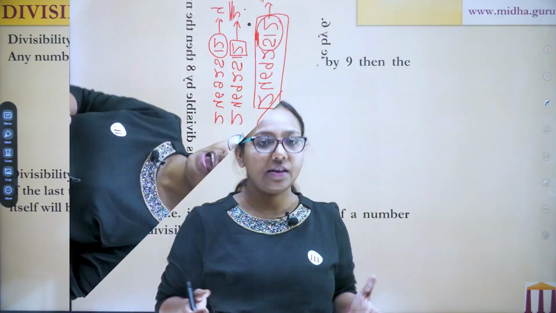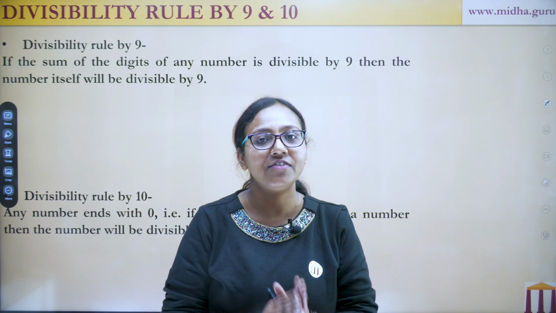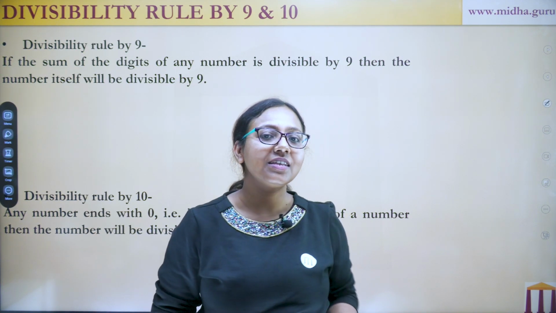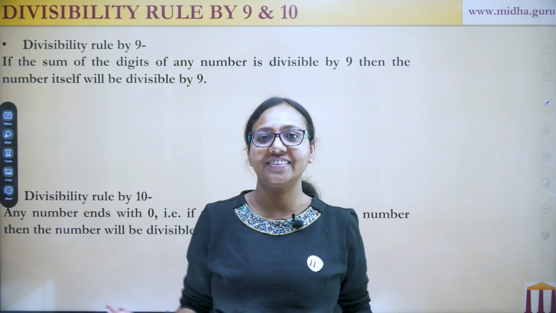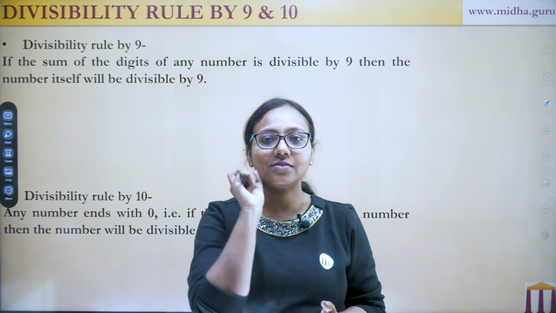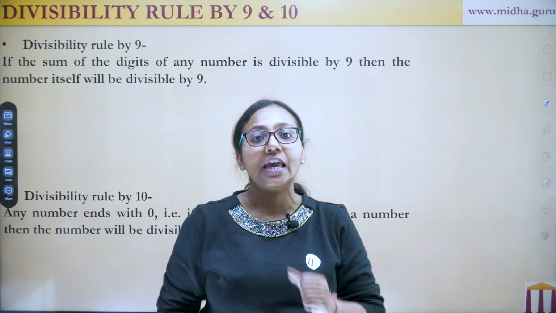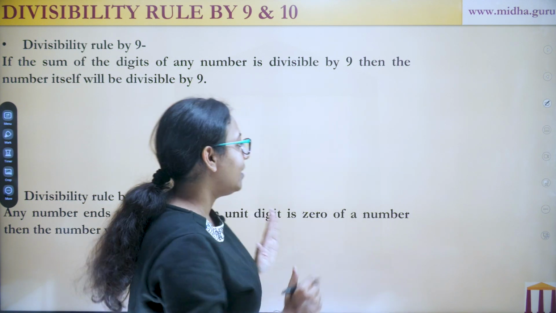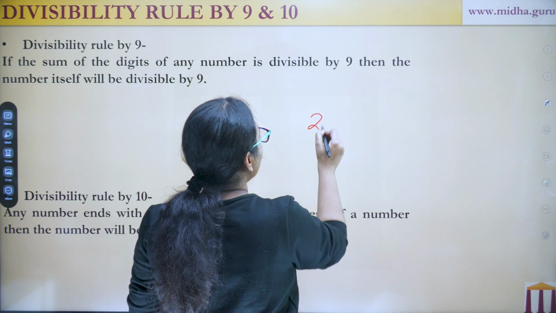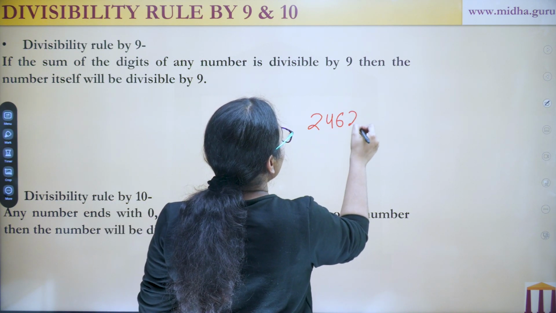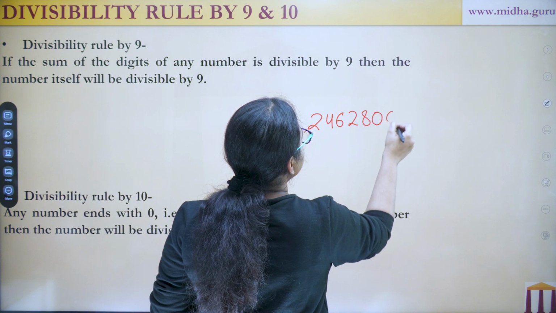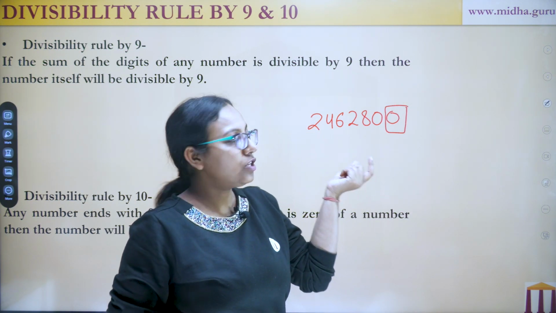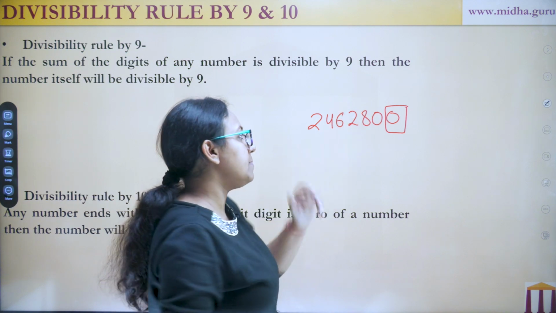Let's move on. Let's do the divisibility rule of 9 and 10. First, we will do the divisibility rule of 10 because this is super easy. What you need to do is just check the last digit. If the last digit is 0, then the whole number is going to be divisible by 10, like 2462800. What is the last digit here? Of course, 0. The whole number will be divisible by 10.